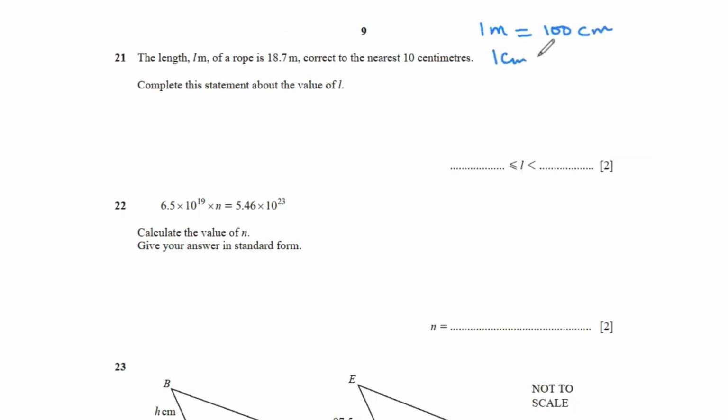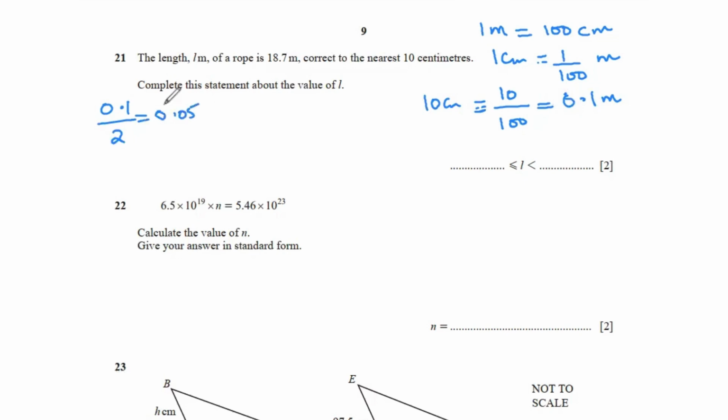And 1 centimeter is 1 over 100 meters. So if we convert the 10 centimeters into meters, that's 0.1 meters. Now, whatever the degree of accuracy is, you always divide it by 2 and then add or subtract that to the value to get the upper and lower bound. So over here, our degree of accuracy is 0.1. So 0.1 divided by 2 is 0.05.